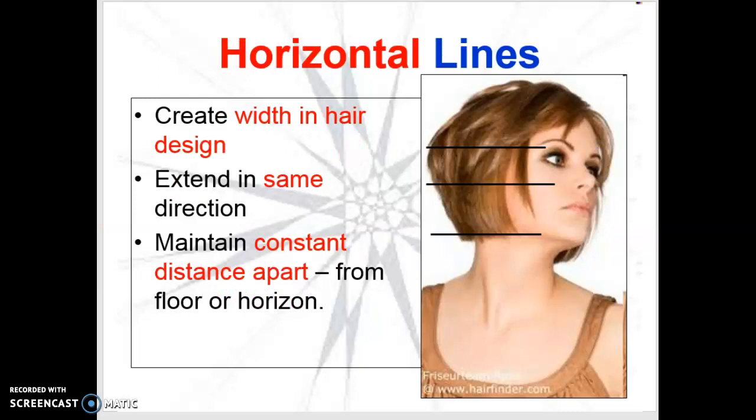Horizontal lines. So a lot of times if you're seeing a blunt haircut, you're going to see a horizontal line. That creates width within the hair design. It extends in the same direction. Maintains constant distance apart from the floor to the horizon.